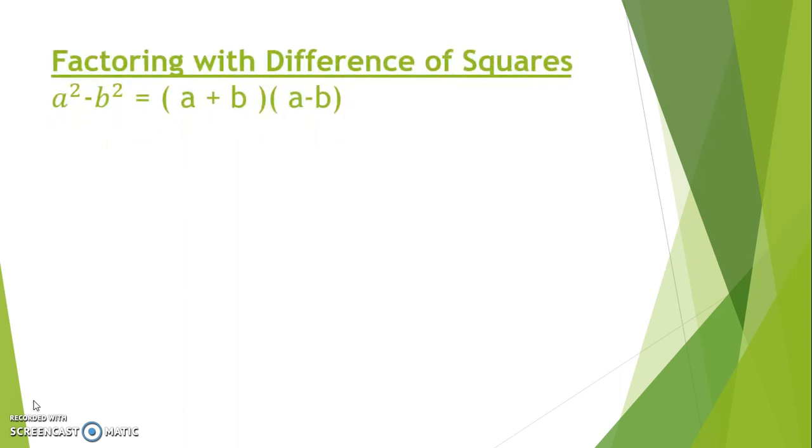Factoring with difference of two squares. This is a formula that you're going to need to know, that a squared minus b squared can be factored into a plus b and a minus b. It's just a little shortcut method.